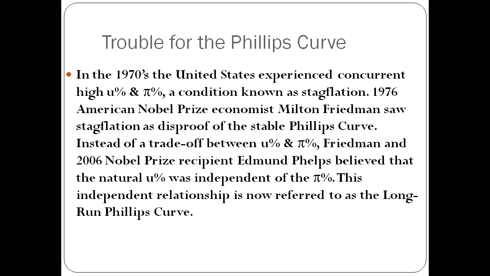So instead of a trade-off between unemployment and inflation, Friedman believed, along with 2006 Nobel Prize recipient Edmund Phelps, that the natural rate of unemployment was independent of the inflation rate. And this independent relationship is now referred to as the long-run Phillips curve.